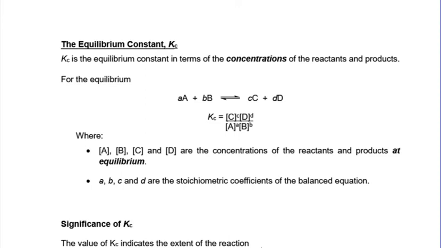In this video we're going to introduce the term the equilibrium constant. The equilibrium constant is a number that gives us some indication of the position of equilibrium. Does it lie to the right? Does it lie to the left? It's going to give us some indication of where our equilibrium lies.